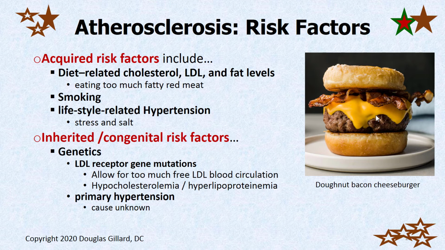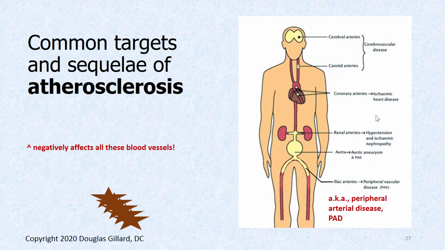The cheese and the bacon and all the fat, that's going to stimulate the process of atherosclerosis. Smoking, hypertension. If you have hypertension, you should be lowering the stress and salt to help fight it. And then there's congenital factors, as we said, mutated LDL receptors, and primary hypertension is genetically passed, and sometimes the heart just pumps too hard, and you have hypertension. We don't know what it is.